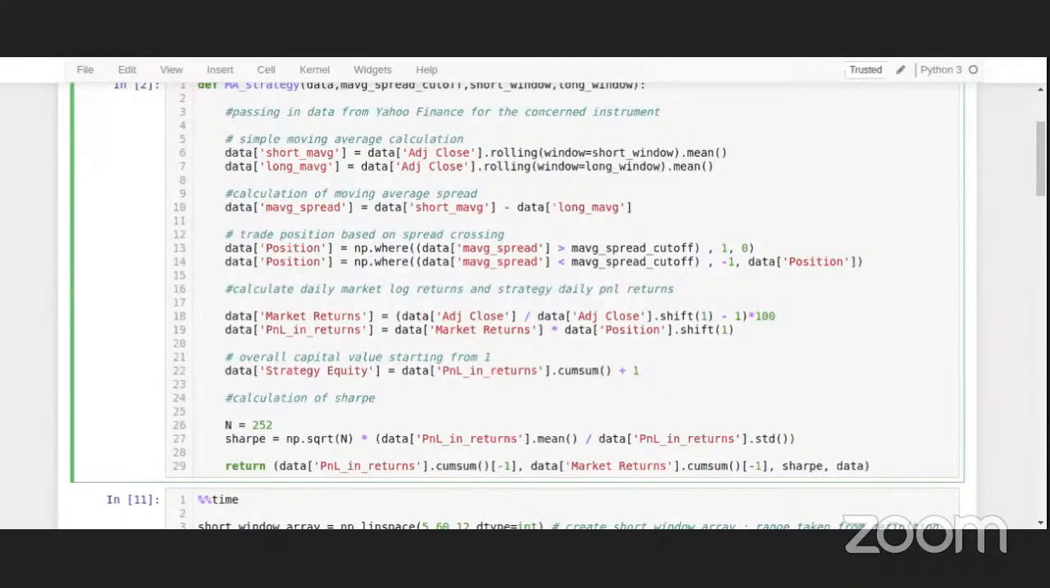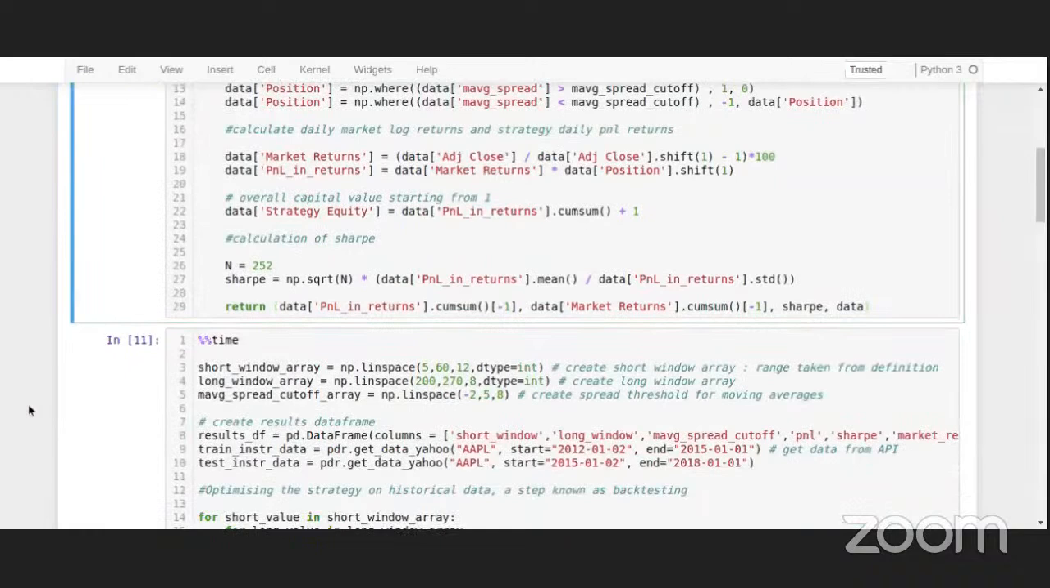So Sharpe ratio is basically an indicator of how consistent your strategy is, what kind of returns you're getting for the amount of risk that you're taking. The higher the value of Sharpe ratio, the better it is for you. So we have calculated the Sharpe ratio here, and then we return different quantities from this function. One is the cumulated PNL return, and then -1 means we are returning the final cumulative PNL, the market return, and then the Sharpe ratio, and then this data itself. So this is what the function does.